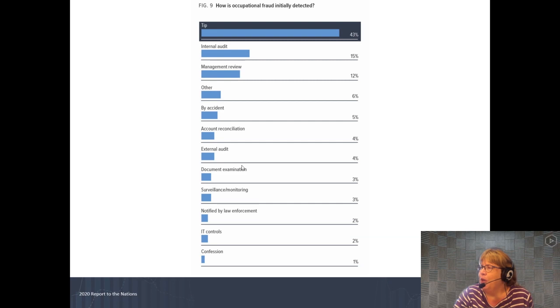Then we have management review. I like this: by accident, 5%. And much lower, we have external audit. So by accident exceeds external audit, which is at 4%. And 1% comes through from confession. But the number one thing to keep in mind here is the importance of establishing a whistleblower hotline or other ways for somebody to report fraud.